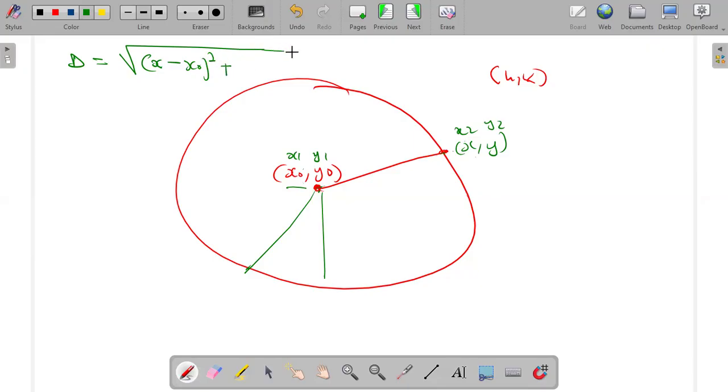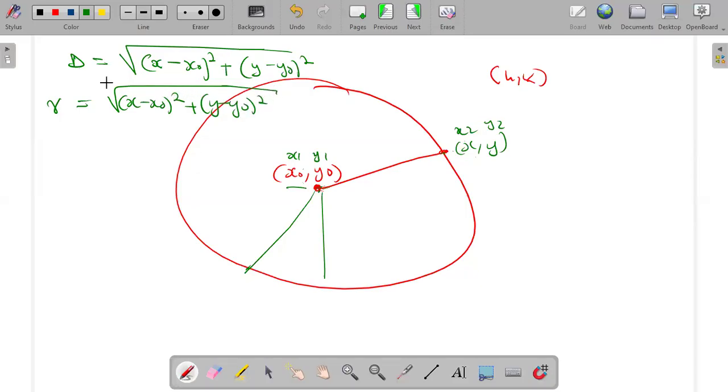Then plus you have your y, so it's going to be y minus y naught, squared. Now when you look at the distance here, that distance from the center to any point on the circumference is just the radius. And so you see that this r distance can just be equated to r, and then this whole thing here, which is x minus x naught squared plus y minus y naught squared.